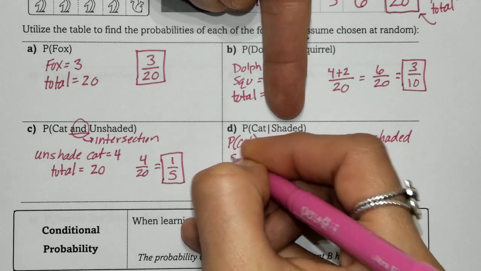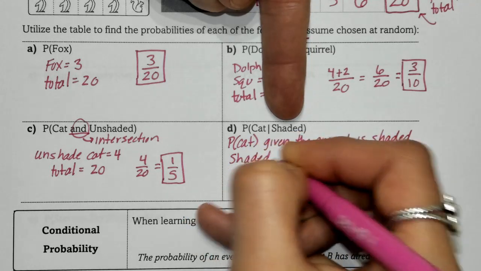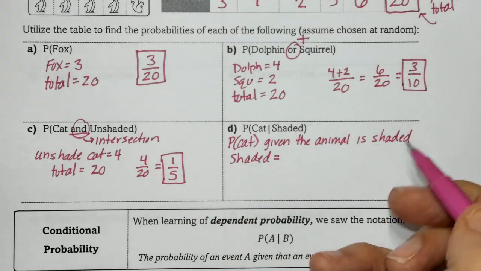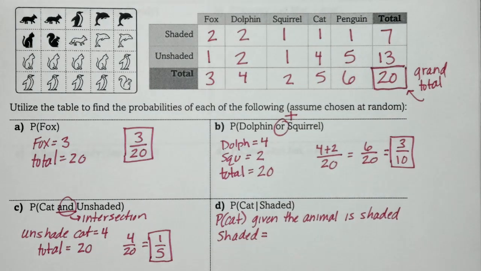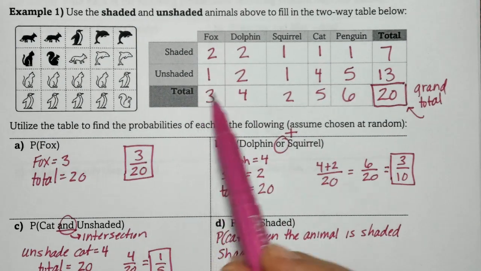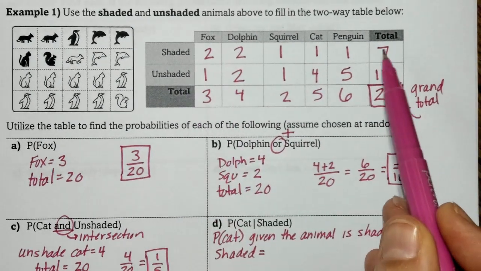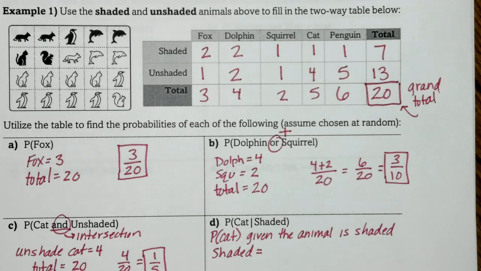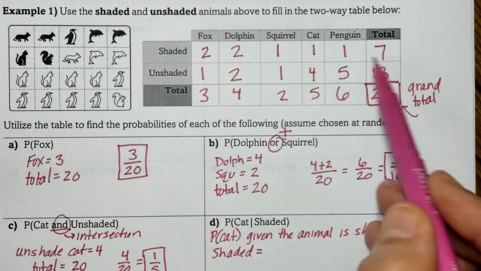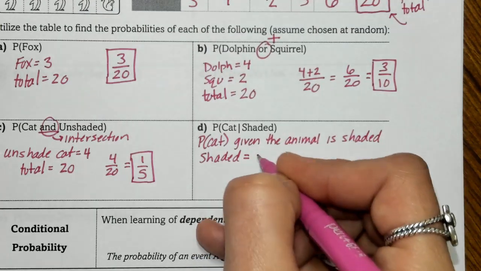And let's look at how many shaded animals that we have. We look up here, we're looking at shaded animals. We're looking at a total of 7. So we're not doing grand total, we're doing the total of the second word, the word on the right of that line. So the total shaded is going to be 7.